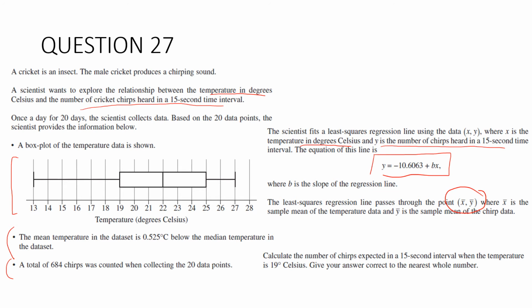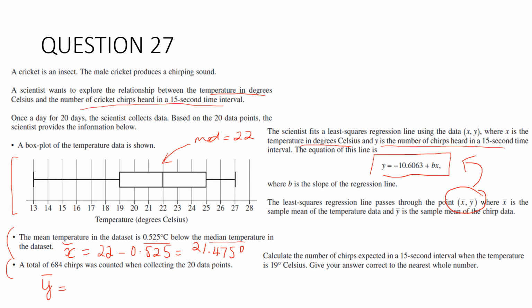All right, now we need to work out what B is equal to, and we're going to do that by finding the mean point and substituting that in and solving for B. So we have to work out what X bar is, the mean temperature, and what Y bar is, which is the mean number of chirps. We're told the mean temperature in the data set is 0.525 degrees below the median temperature. From the box plot, we know that the median is going to be 22. So X bar will be 22, take away 0.525 is equal to 21.475 degrees.